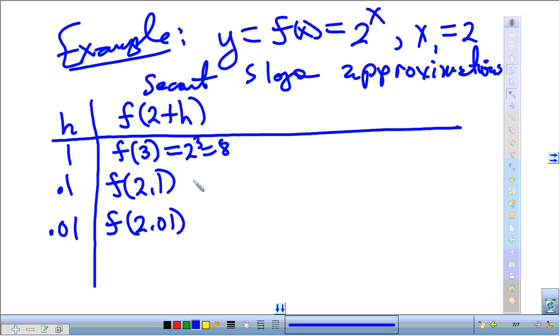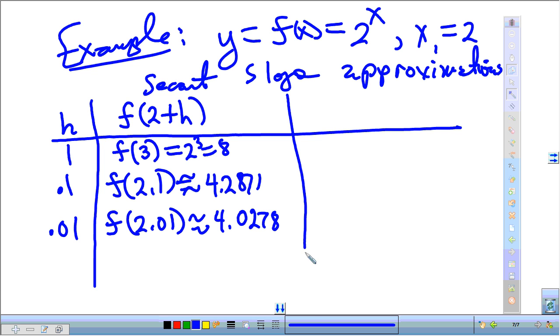So we get 8 if it's 2 to the x, we get approximately 4.2871 if h is 0.1, approximately 4.0278 if we choose an h of 0.01.